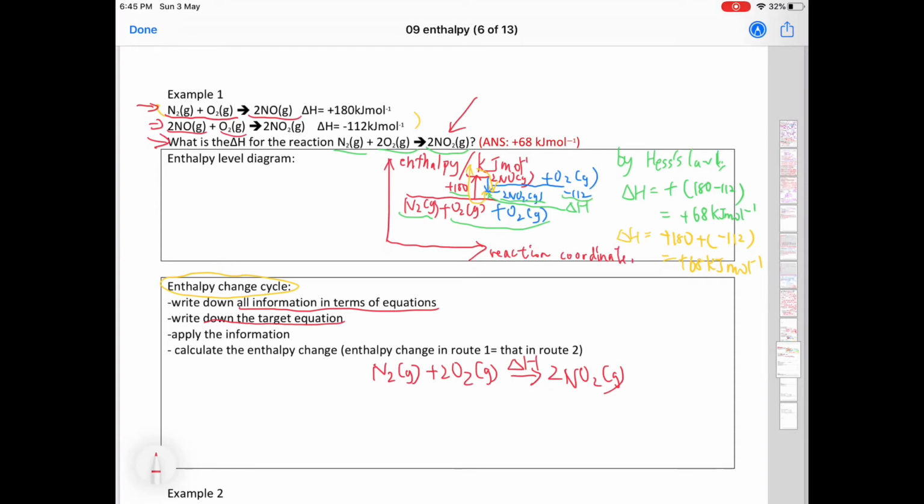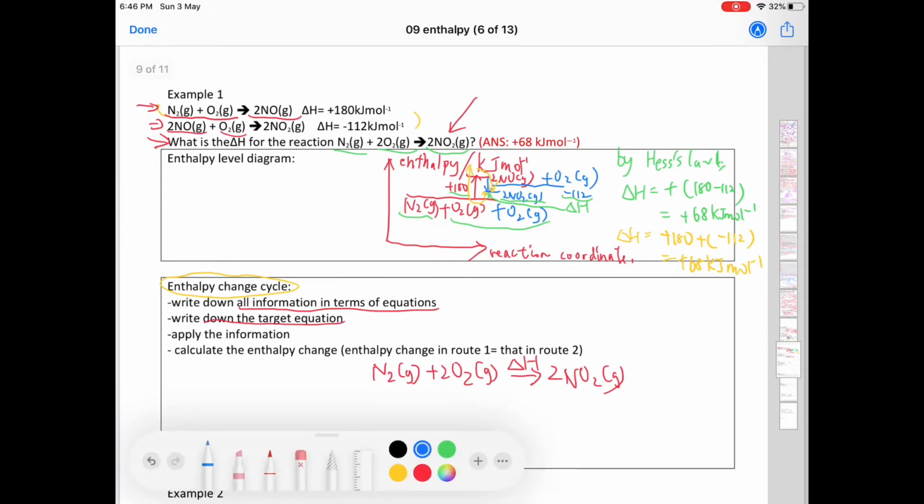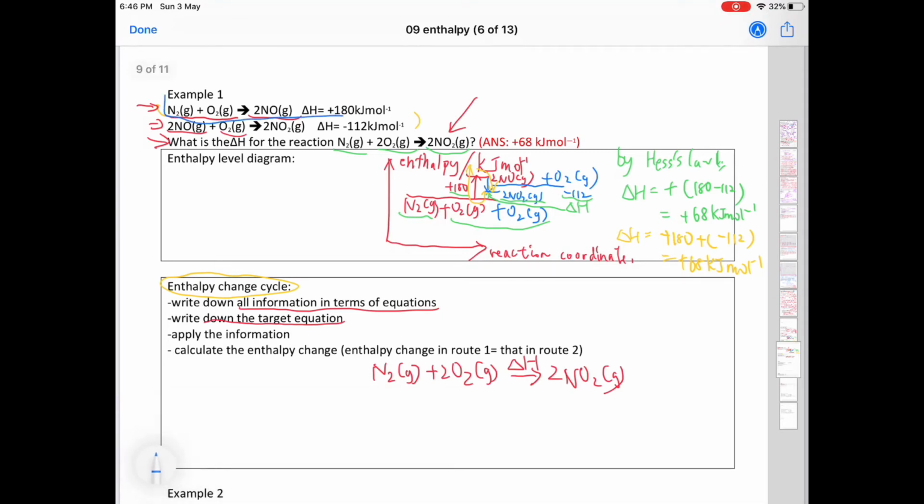And then the question is, how can we apply the information? Each time we apply the information, we use one piece of it. Say for example, if you want to use the first piece of information, then we just add an arrow. 1 N2 gas will react with 1 O2 gas. It means that 1 O2 gas will remain unreacted, and then for the first reaction, it will form 2NO gas. And in this enthalpy cycle, next to the arrow, we should mark down the corresponding enthalpy change.